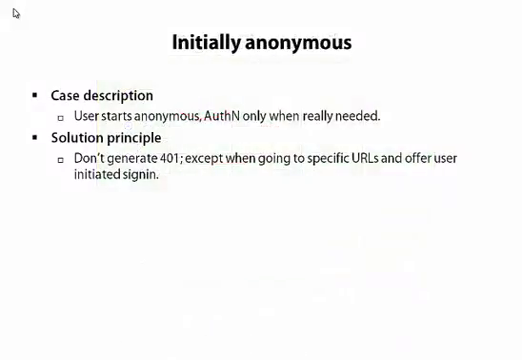Initially anonymous. The case is very common. A site is full of info and only some very specific things require authentication. That way, the site has a low threshold, but privacy sensitive or expensive things will force you into authentication. The solution principle is just not to issue the 401 in the authorized request event. The result is code that runs with an anonymous IClaimsPrincipal.